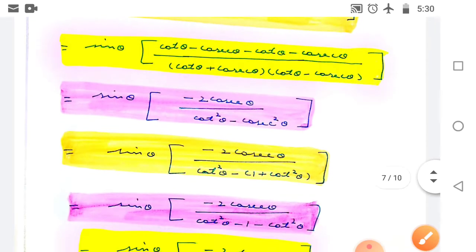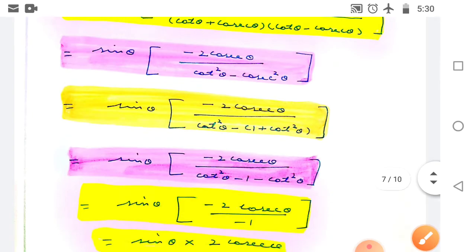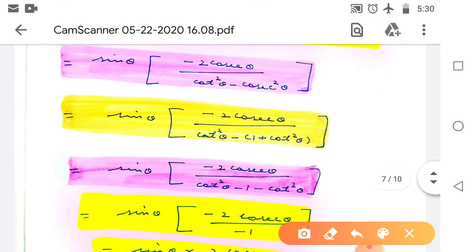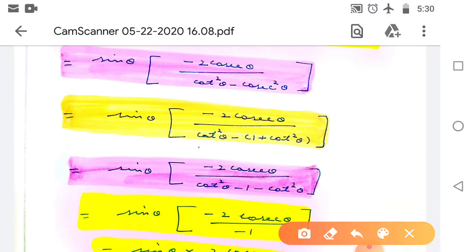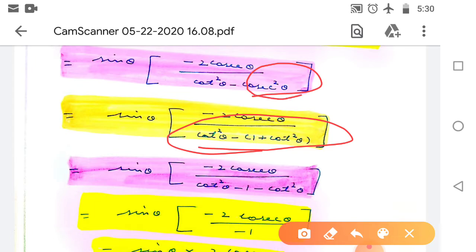Now since we have to prove the right hand side as 2, it means the denominator should be 1, right. So look here, this is cot square theta, cosec square theta. So wherever we are able to apply some identity, we should apply. So here cosec square theta, we know that it is 1 plus cot square theta, right.